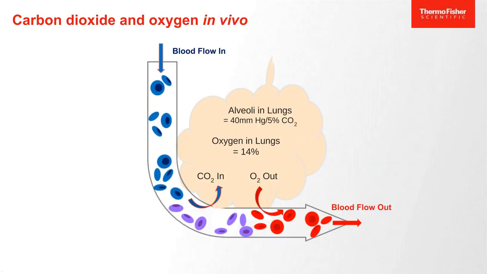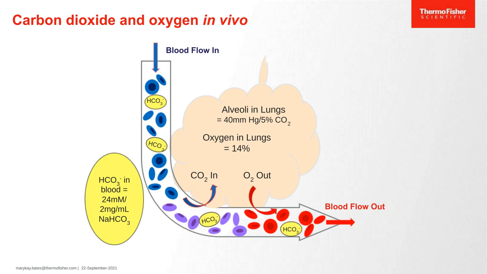Oxygen in the lungs is about 14%. I don't have time today to talk about physiological oxygen, but I do want to point out that also in the bloodstream there's a natural buffer of bicarbonate ions. And if you look at that concentration, it's equal to about 2 milligrams per milliliter of sodium bicarbonate, which is the most common buffer used in cell growth media.